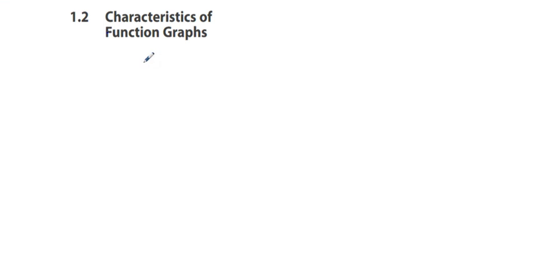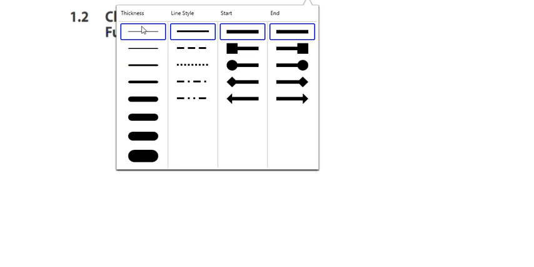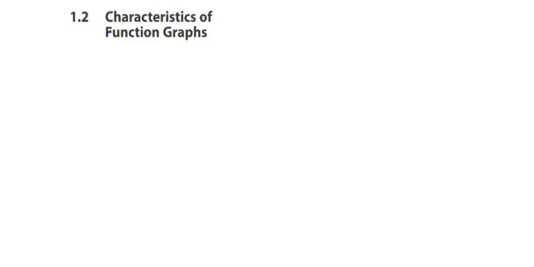In this video lesson, we're going to be covering section 1.2 in our book, Characteristics of Function Graphs. Essential question: what are some of the attributes of a function and how are they related to the function's graph? Functions have different representations. There's analytical, numeric, and graphical, and that's what we're going to concentrate on today.